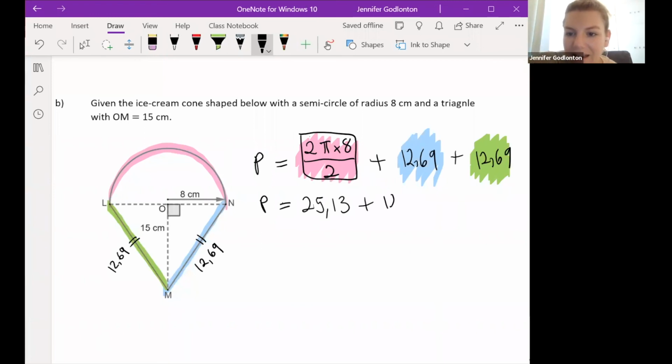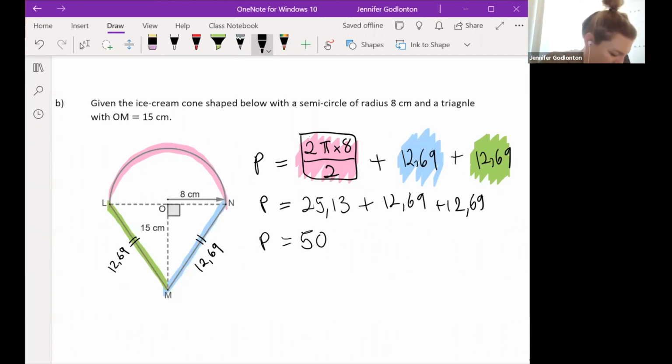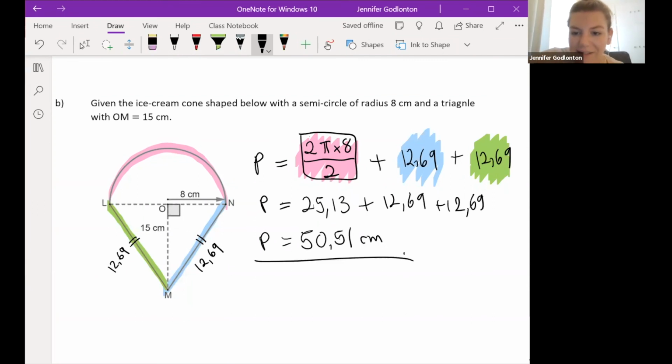And then we're going to add our blue and our green. So what is our final answer here? 50.51. Okay, I'm just gonna add 25.13 plus 50.51 centimeters. I love it. Perfect. Nice job, Unati.